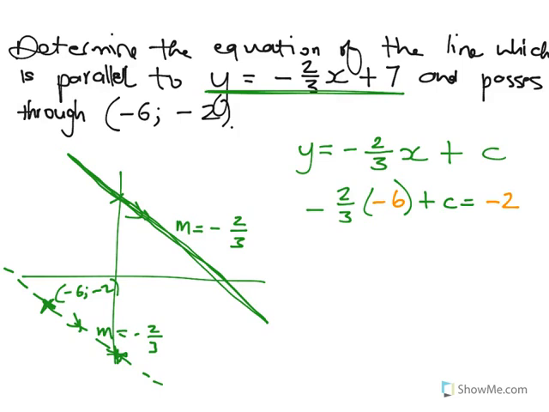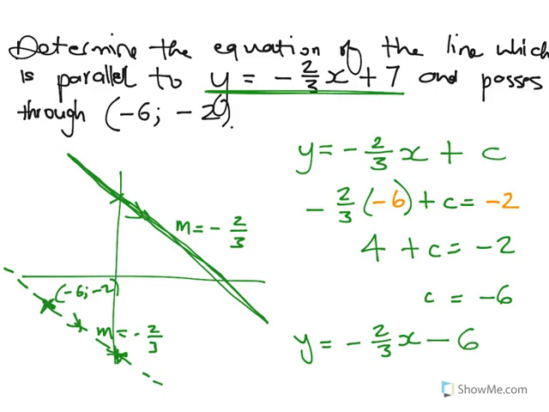So we're going to have minus 2/3 times minus 6, that gives you positive 4, and your output is minus 2. And if we subtract 4 from both sides, we get that C is minus 6. So y would be equal to minus 2/3 of x minus 6. And so the quick sanity check that I would do is I'd generate another point.